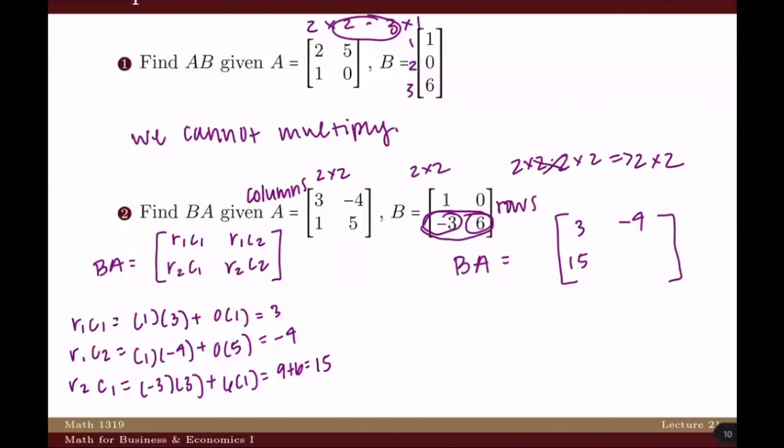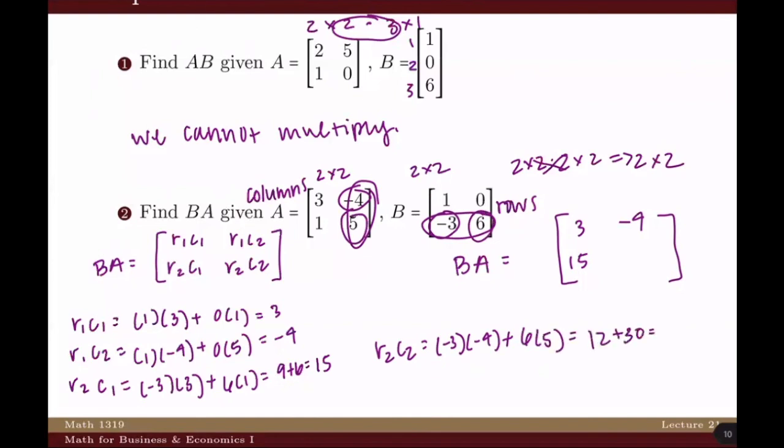And lastly, I want to find my row 2, column 2. So that's going to be row 2, column 2. So I'm going to get -3 times -4 plus 6 times 5, which is 12 plus 30, so 42. So here is the BA matrix.